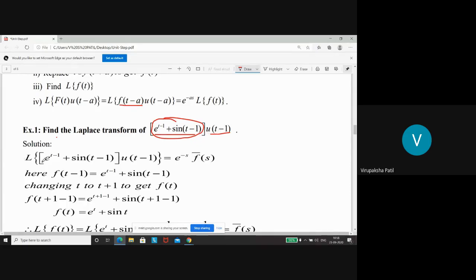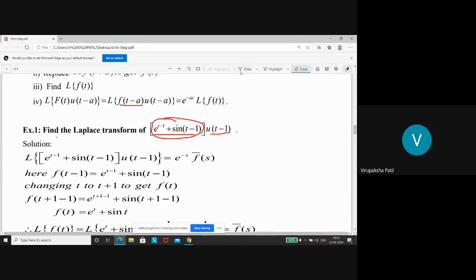Laplace transform of e to the power t minus 1 plus sine t minus 1 into u of t minus 1. According to this property, wherever it is of the t minus a type, the value of a is given as 1 here. So you can write e to the power minus s as it is, into f bar s. Now what we have to do is write this first step.